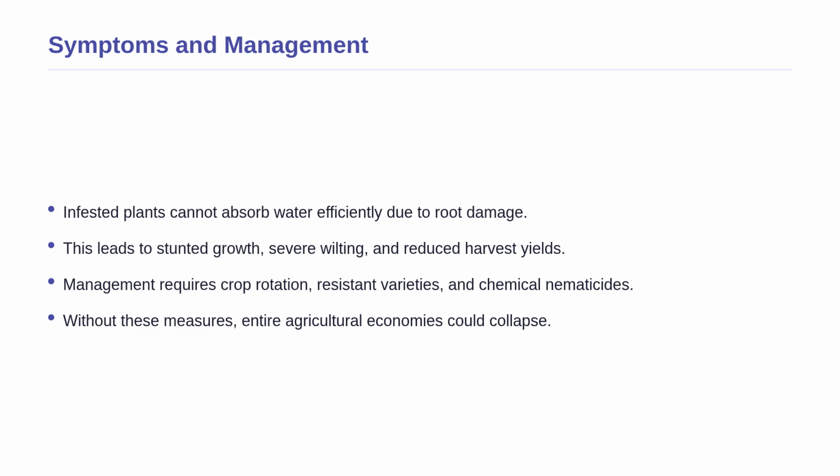By using strategies such as crop rotation, planting resistant plant varieties, and applying chemical nematicides, we can prevent entire agricultural economies from collapsing and avoid severe global food shortages.